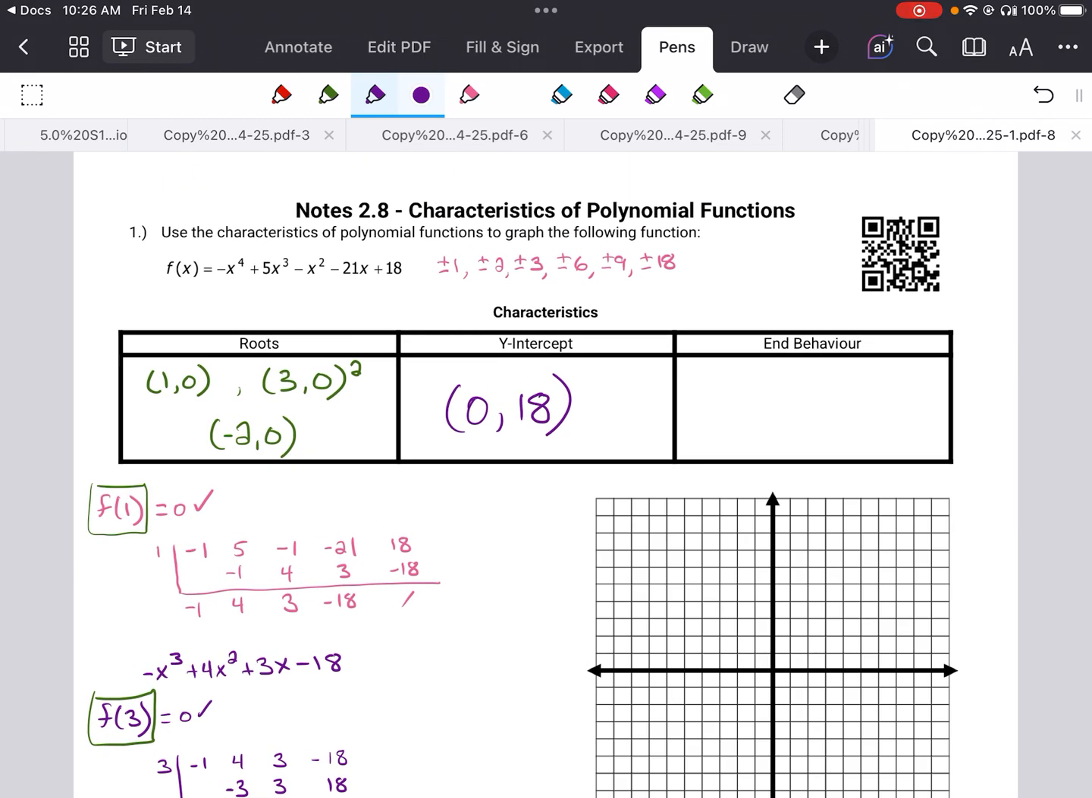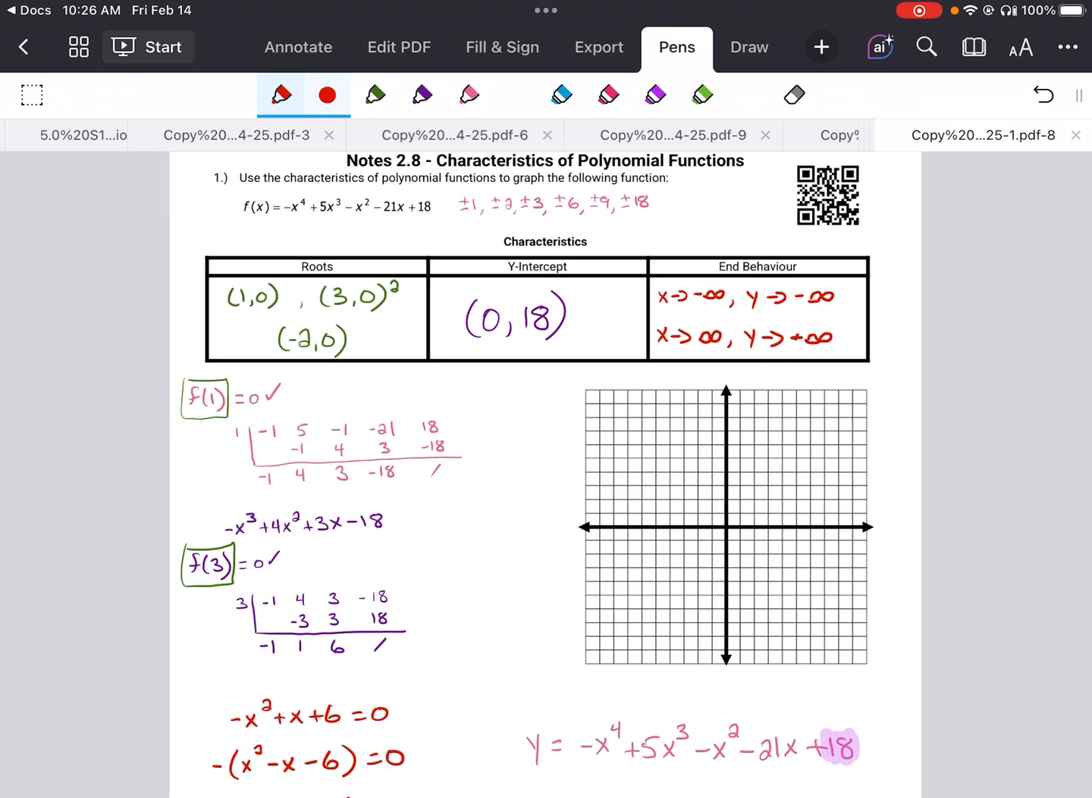Okay, and then our knowledge from the first characteristics notes for end behaviors. So we have a degree of 4, and a negative leading coefficient. The degree of 4 means that the arrows will be going the same way, and the negative leading coefficient means that they will be going to the negative. So as x approaches negative infinity, y approaches negative infinity. As x approaches positive infinity, y approaches negative infinity.